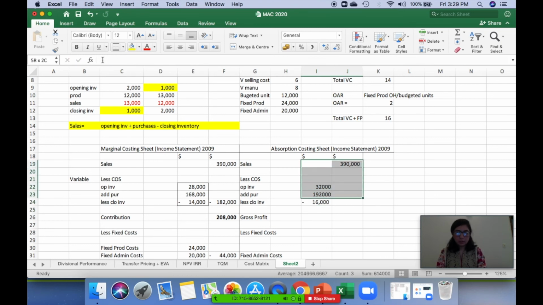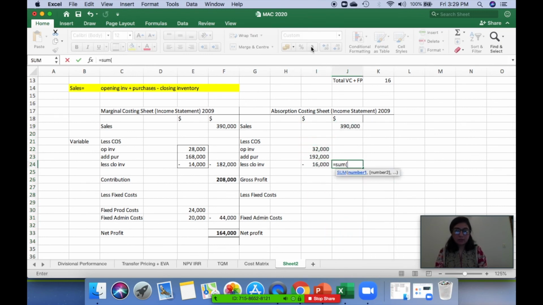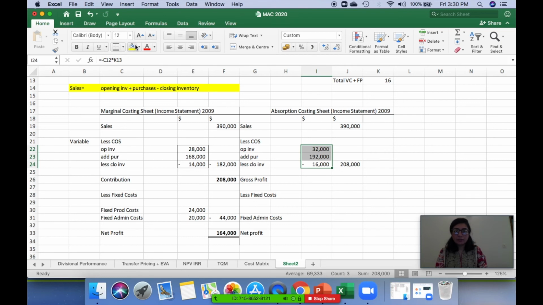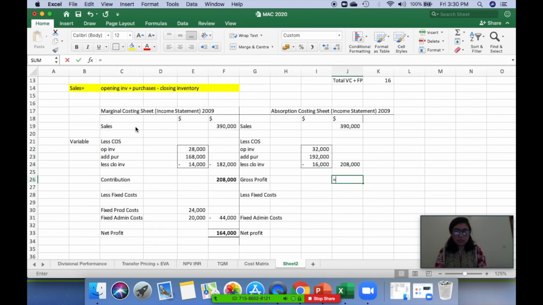So here we go. I'm going to format it a bit so that I can now calculate the sum of cost of sales using absorption costing. Now you're going to start seeing the difference in the calculations. The gross profit that we have under absorption costing is, let me put a minus sign here because it's sales less cost of sales.